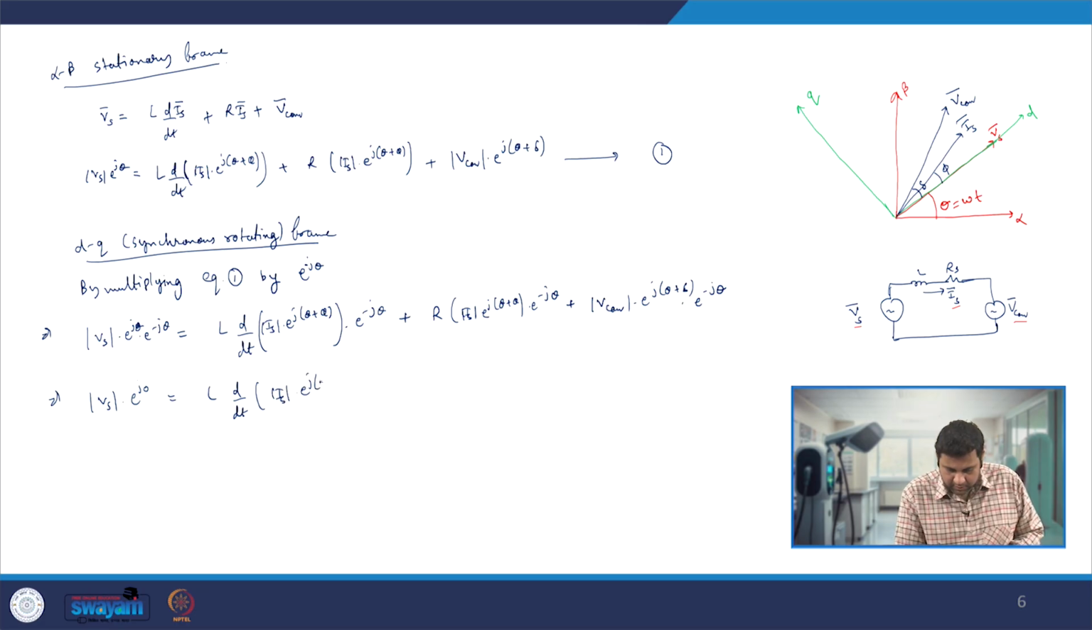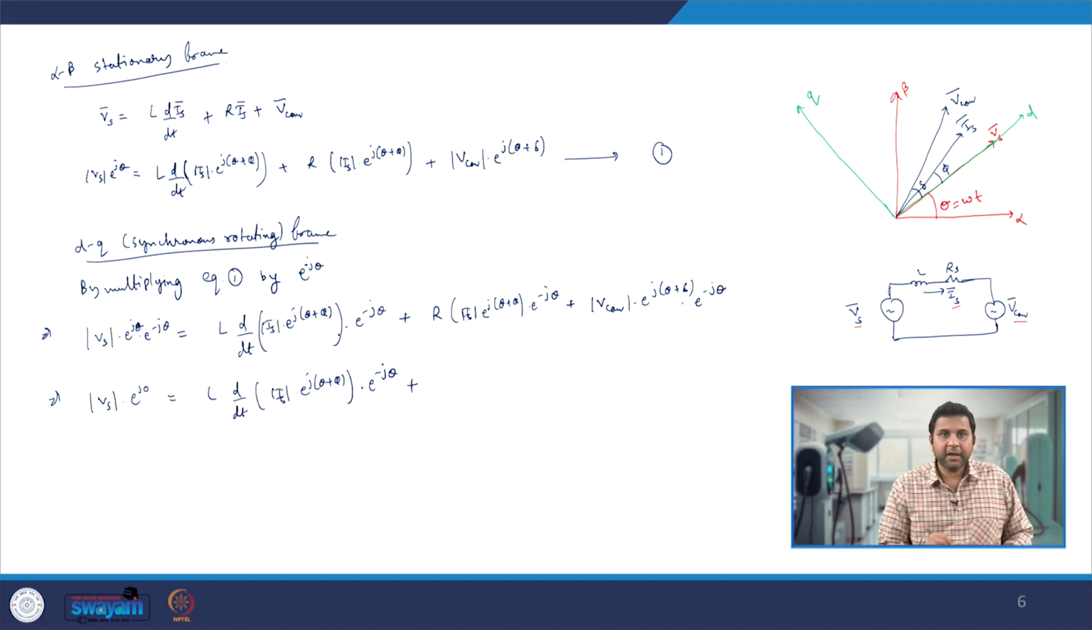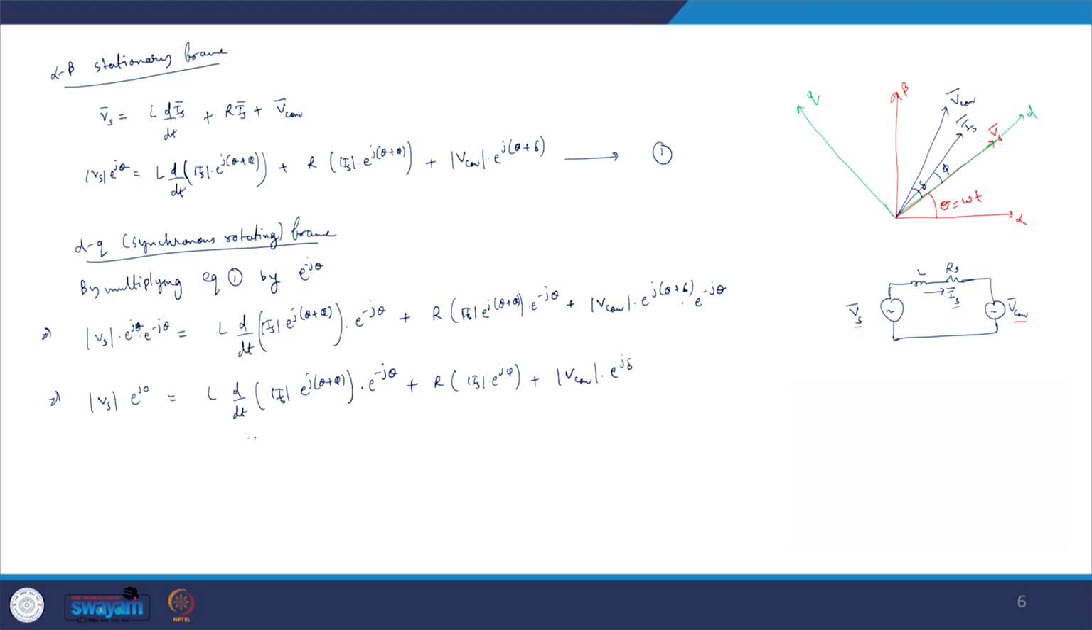minus Is e^j(theta plus phi) e raised to power minus j theta plus, again this e power minus j theta is outside the bracket, it is not inside the bracket, so that is there, and this one can easily come inside the bracket, so that will become modulus Is e raised to power j(theta plus phi minus theta), so that will be j phi, plus V converter e power, see these are exponentials, this angle term, so they will be just multiplication, the angles will be added, so theta plus delta minus theta, so that will be just delta.